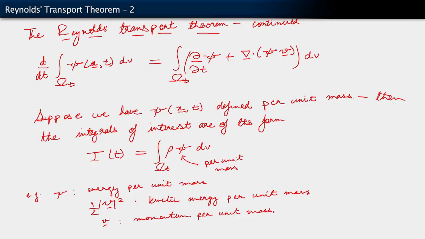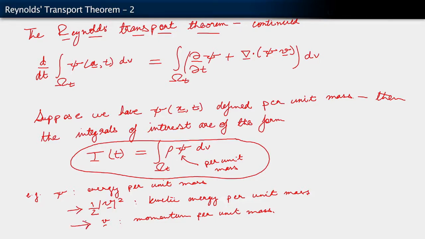So when these kinds of objects need to be treated, we will need to go to the sort of integral that I've written up here. When we need to consider questions of energy and momentum, we will often use the Reynolds transport theorem in the form that I've just circled, where psi would be either the kinetic energy per unit mass or just the momentum per unit mass. So it's for this reason that we need to figure out what happens with this integral. How do we treat it now?